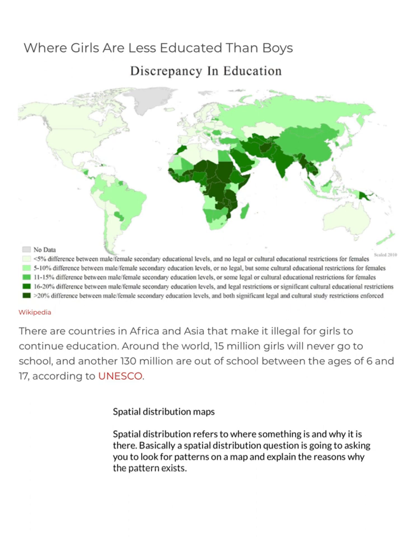With this question, the spatial distribution is where girls are less educated than boys. A spatial distribution question is basically asking you to look for the patterns on the map and explain why the pattern exists. Girls being less educated than boys ties directly in with well-being, and that's got a few reasons.